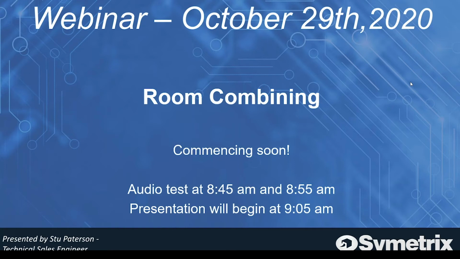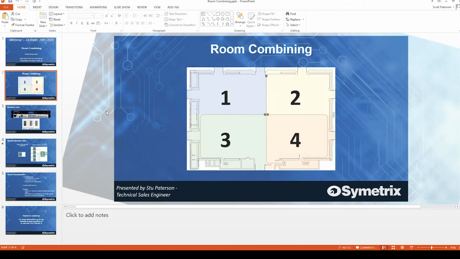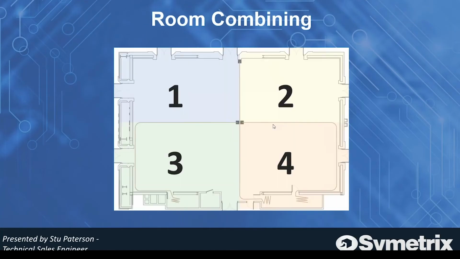Now, we have several different types of room combining modules. Let me go ahead and unpause my screen, and we're going to go back and I'm going to show you. So room combining, like I said, we're going to use this as an example.